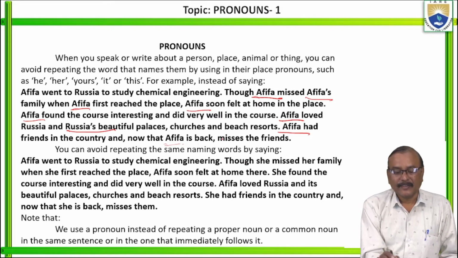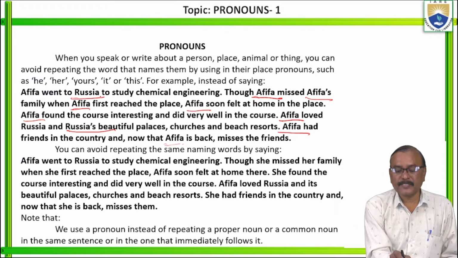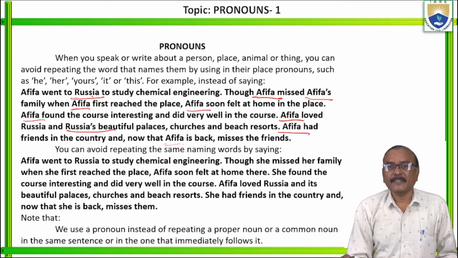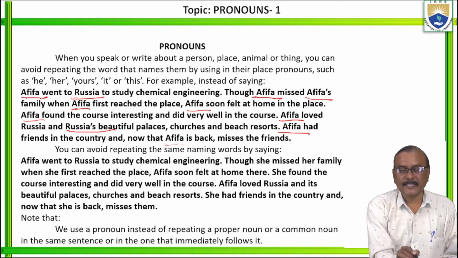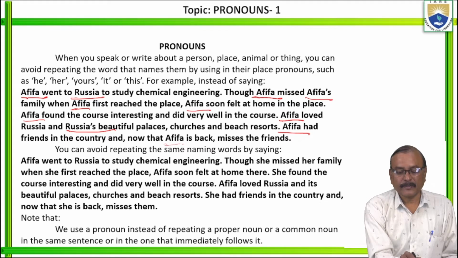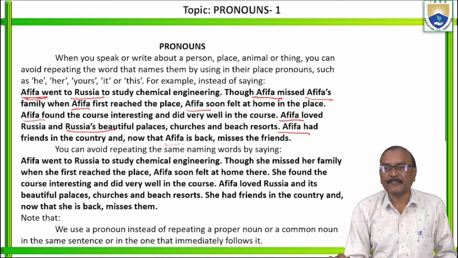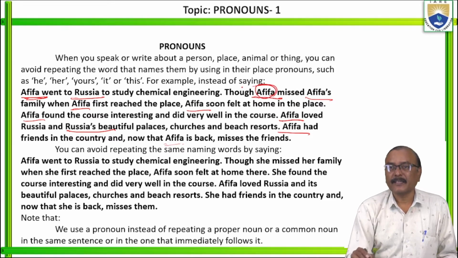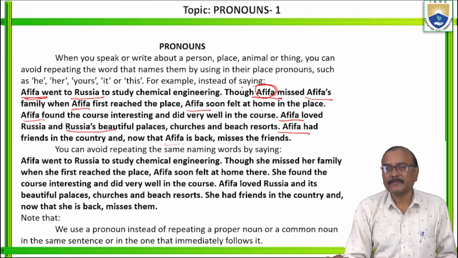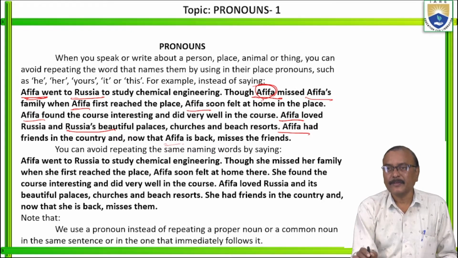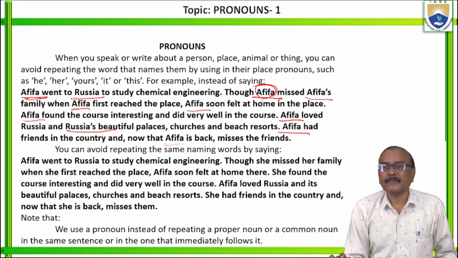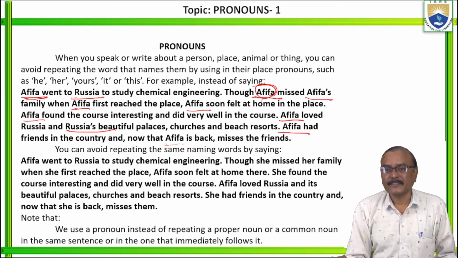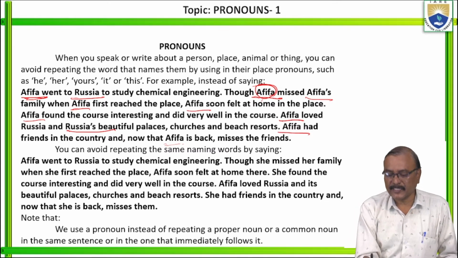See here, in the first sentence we have introduced the person: Afifa went to Russia. So the name of the person is Afifa. In the second sentence, don't use the same noun, the same name. Instead of using this name, you can use a pronoun. So Afifa means here she.